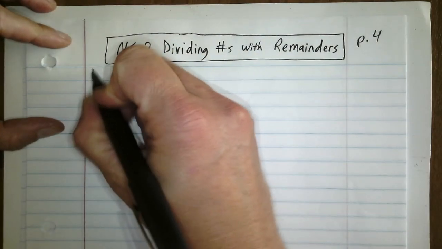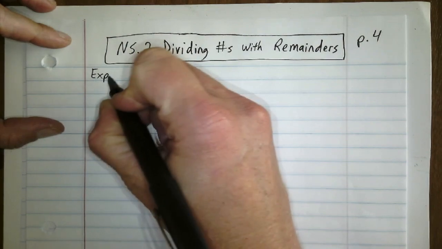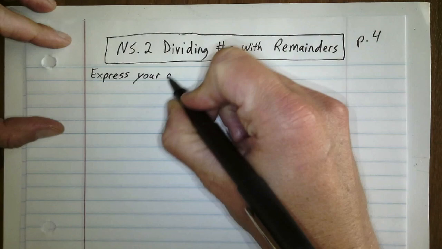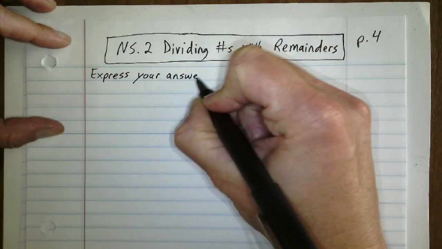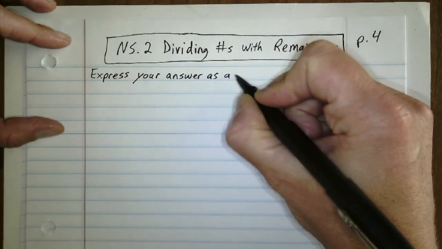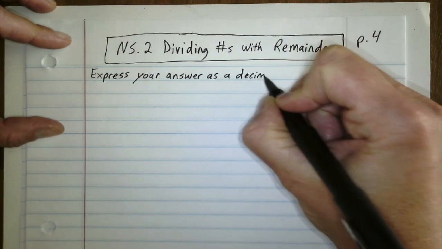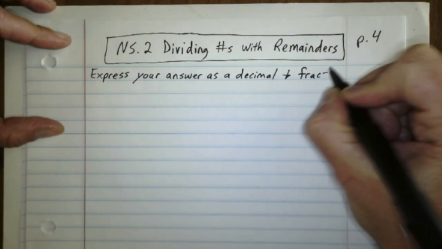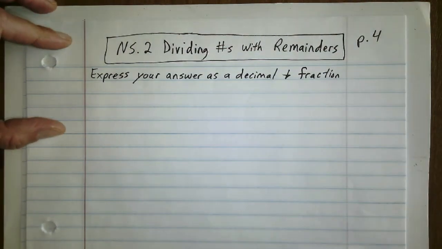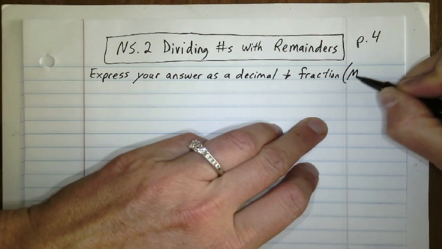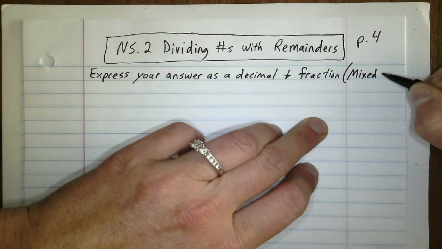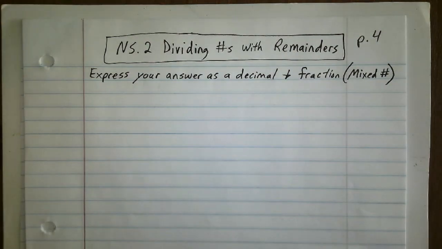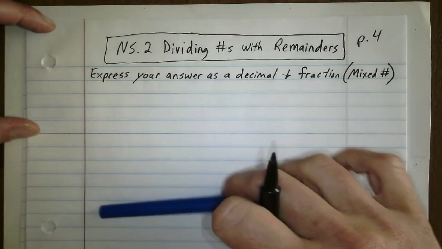So the directions are: express your answer as a decimal and fraction, but I'm going to call the fraction a mixed number, meaning that it is a whole number with a fraction. It's not mixed because I mixed it up. It is a whole number with a fraction.